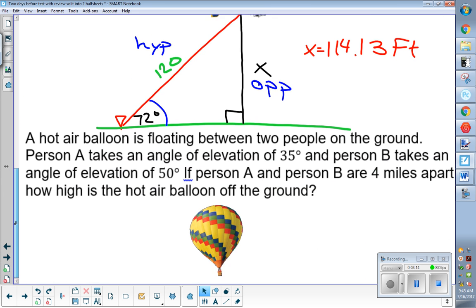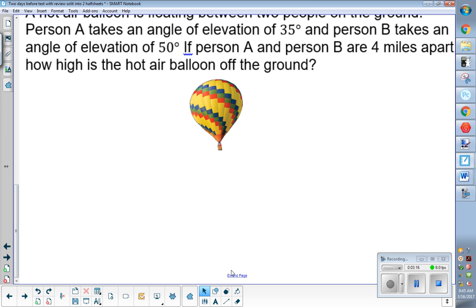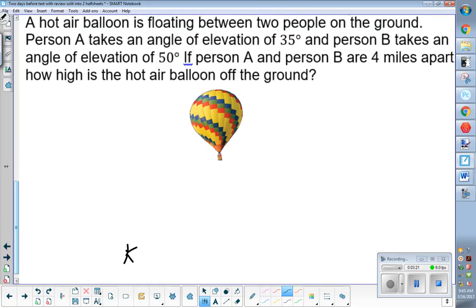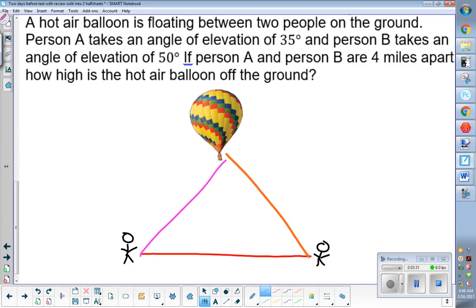Number 3 says there's a hot air balloon, and it's floating between 2 people on the ground. So there's my hot air balloon. Here's person 1. Here's person 2. I'm going to make a triangle. Person A takes an angle of 35 degrees. Person B takes an angle of elevation to be 50 degrees. The 2 people are 4 miles apart. I want to know how high is the balloon. So my job is to find this thing. I want to know x.